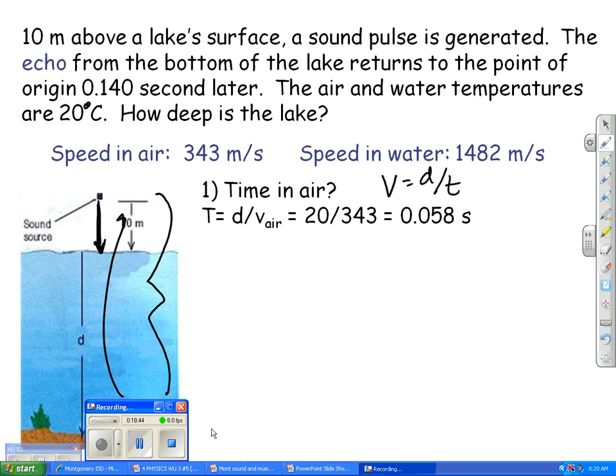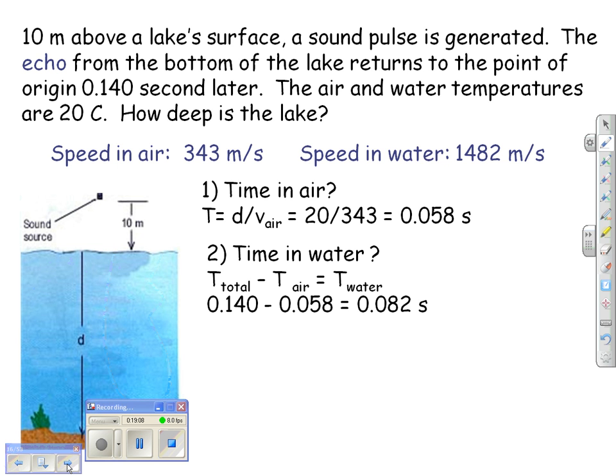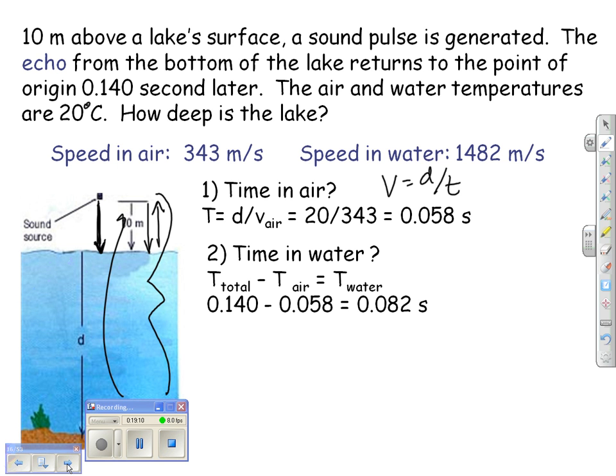So I can find out that the time in the air would be 20. Because it's an echo, I had to go down 10 meters and back up 10 meters. Does everybody understand why I used 20? Okay. And I divided by the speed of sound in air, which is 343, and find out that it was actually in the air 0.058 seconds.